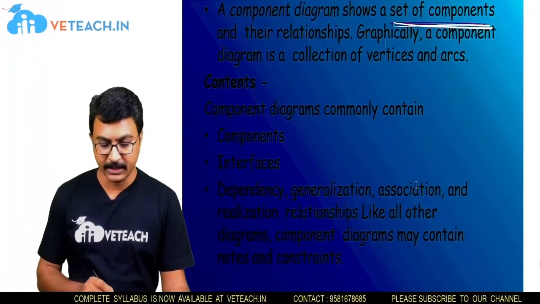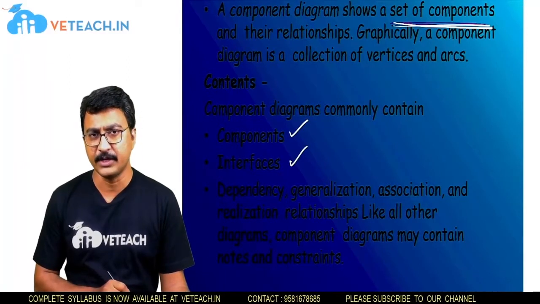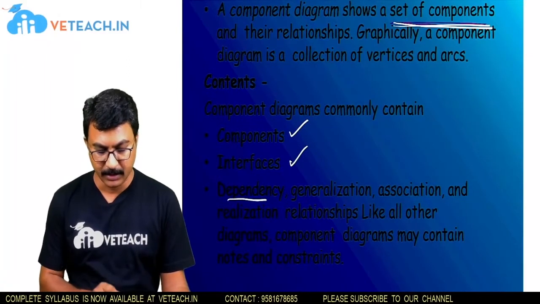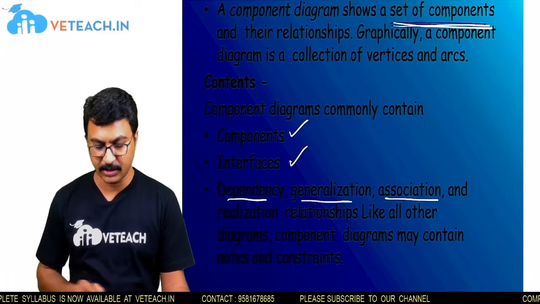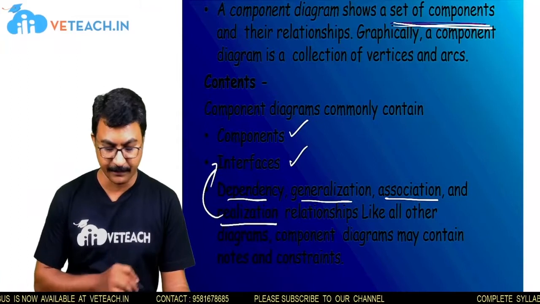So what does it contain? It contains components, it contains interfaces and different types of relationships that we were speaking about: dependency, generalization, association, and you can have realization because of the interfaces we have.